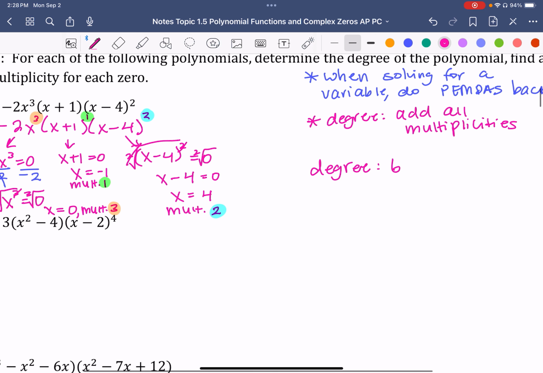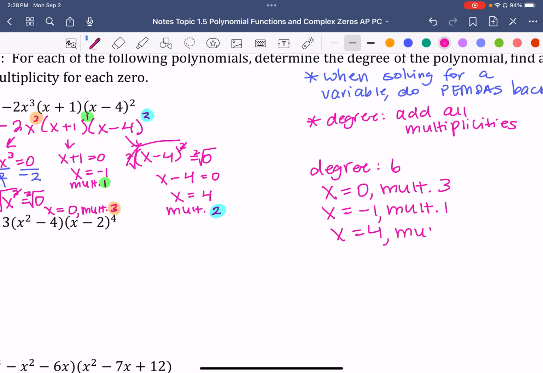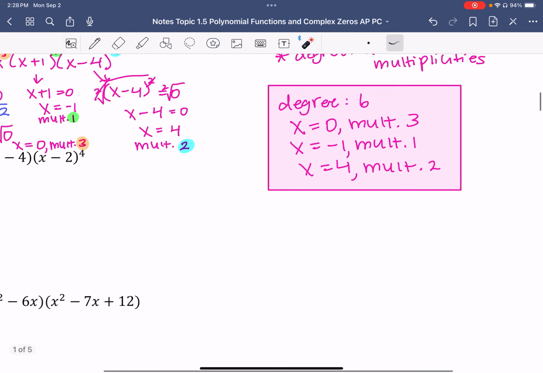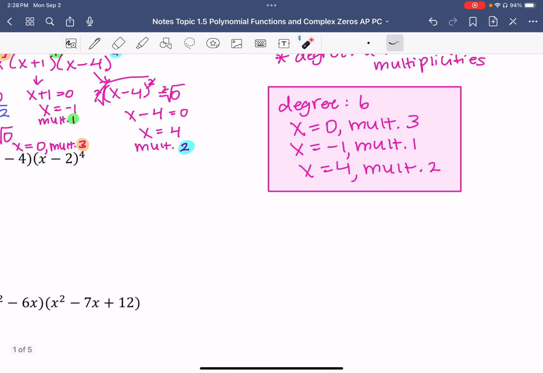And then to write out my final answer, I'm going to say I had a zero at x equals 0 with multiplicity 3, x equals negative 1 with a multiplicity of 1, and x equals 4 with a multiplicity of 2. And that would be our final solution. Always make sure that all of your zeros add up to your degree. So again, 3 plus 1 is 4, and 4 plus 2 is 6. So that's how you can double check that you counted right.